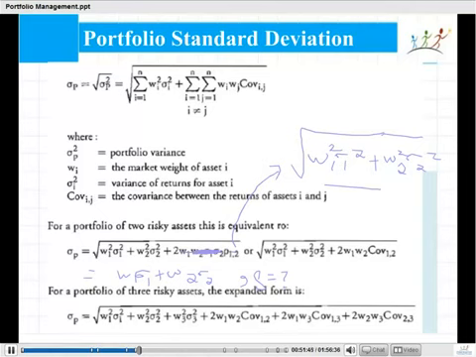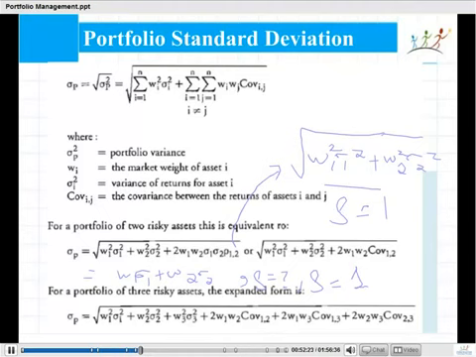The formula for A plus B whole square is A square plus B square plus 2AB. If A is W1 sigma 1 and B is W2 sigma 2, this formula will become A square plus B square plus 2AB only if the correlation is 1. Only if the correlation is 1, this formula will become W1 sigma 1 plus W2 sigma 2. What is the maximum value of correlation? What can be the maximum value of correlation?